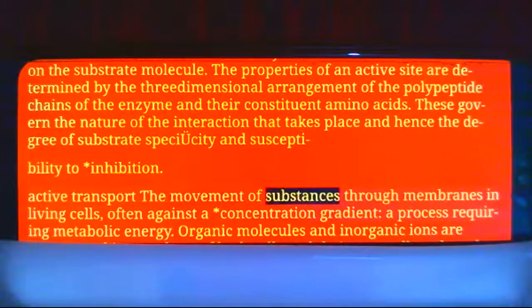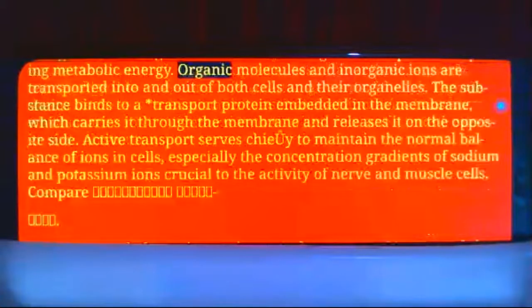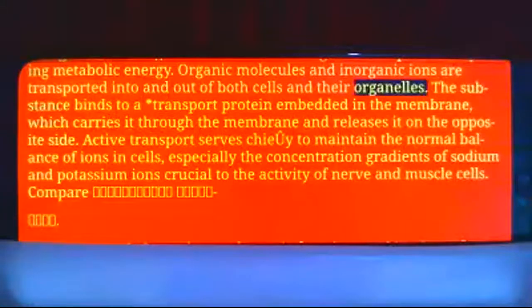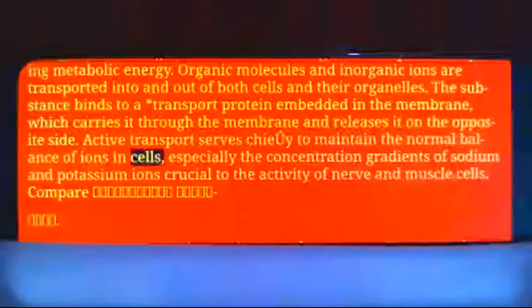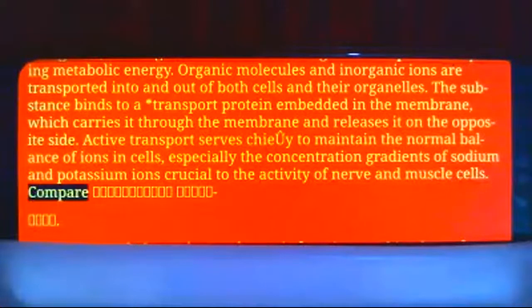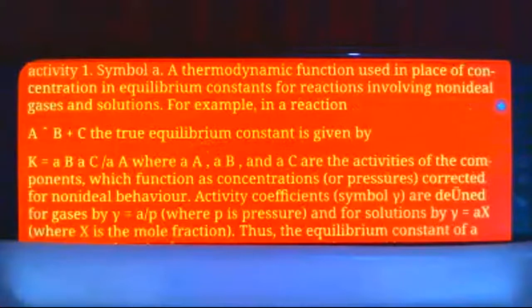Active transport: the movement of substances through membranes in living cells, often against a concentration gradient, a process requiring metabolic energy. Organic molecules and inorganic ions are transported. The substance binds to a transport protein embedded in the membrane, which carries it through the membrane and releases it on the opposite side. Active transport serves to maintain the normal balance of ions in cells, especially the concentration gradients of sodium and potassium ions crucial to the activity of nerve and muscle cells. Compare passive transport.